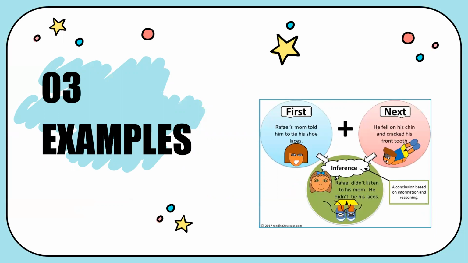So here I have an example for you. Suppose the writer has written something like this: Raphael's mom told him to tie his shoelace. And then he says that he fell on his chin and cracked his front tooth. So I can draw the inference over here that Raphael did not listen to his mom, he did not tie his lace, and therefore he fell down. So the conclusion that I have arrived at is based on information and of course also on reasoning. So therefore I would say that the reader actually becomes a detective when he is involved in the process of inferencing. So let us understand a few more examples.